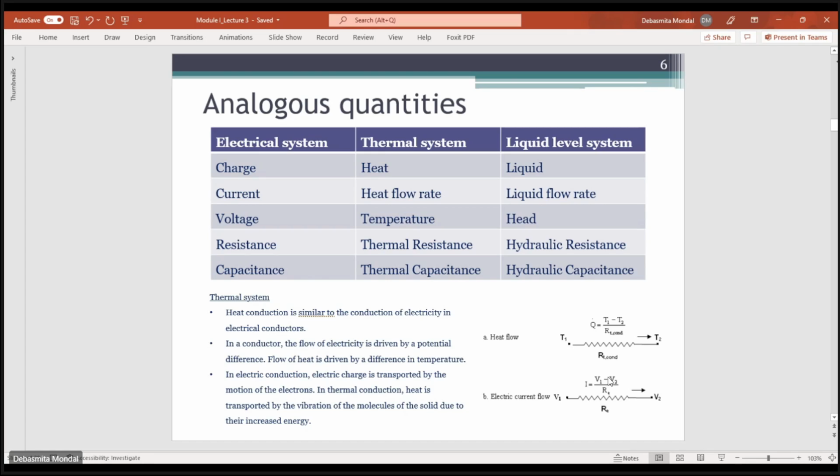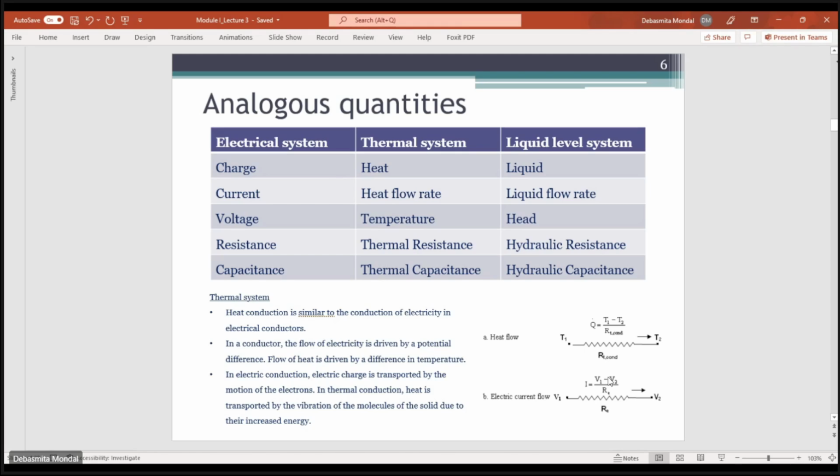Similarly, if you consider a resistor with a potential difference between V1 and V2, there will be a current flow dependent on the potential difference between the two ends. So from these two figures you can say that voltage is analogous to temperature, and current is analogous to the heat flow rate. Then if you make a chart, you can see which parameters are analogous to the corresponding parameters in an electrical system.